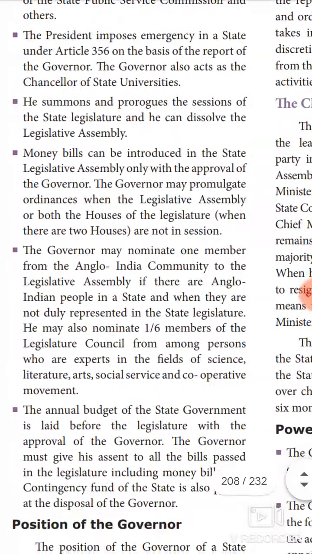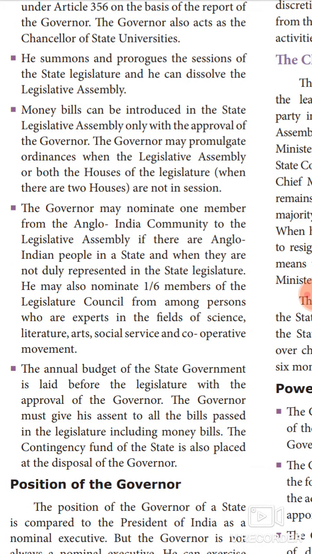The governor may nominate one member from the Anglo-Indian community to the legislative assembly, if there are Anglo-Indian people in a state and they are not duly represented in the state legislature. He may also nominate 1/6 members of the legislative council from among persons who are experts in the fields of science, literature, arts, social service and cooperative movement.